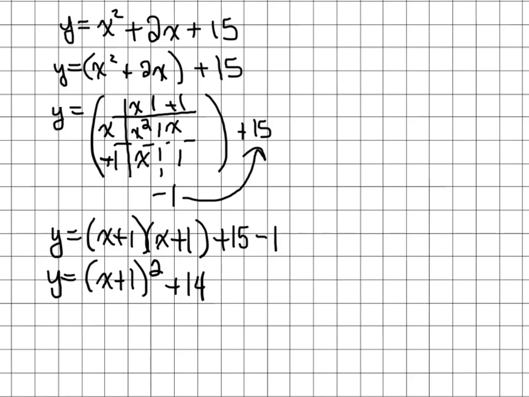So with the last few examples, you may have noticed that our a value, the number out here, has been a 1. So what we need to do now is look at what happens when our a value isn't 1, because our process changes slightly. Not very much though, just slightly.